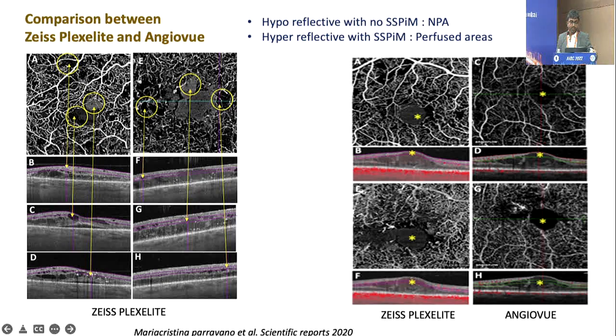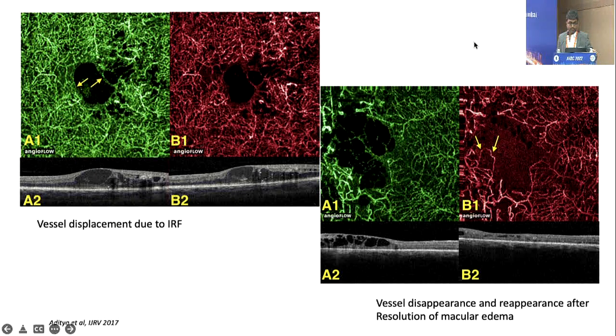So you need to compare Zeiss and AngioView, the difference between the two machines again. AngioView has fewer hyperreflective spaces here, whereas Zeiss has more. When there is hyperreflectivity with no SSPAM, you should consider these as NPA, non-perfusion areas. When there is hyperreflectivity with SSPAM, these should be considered as perfused areas. Then again, when you look at these things, it doesn't necessarily mean that there's a non-perfusion and loss of the vessel.